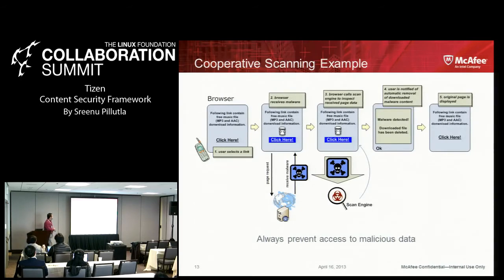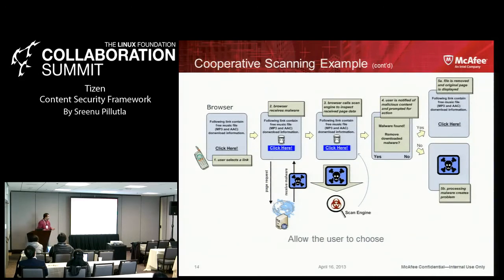So a simple example: when a user selects a link on a mobile device, it goes to the internet and downloads the file. When it downloads the file, the scan engine scans the file, and when malware is detected, it gets deleted and the page gets displayed without that malware. That is one use case.